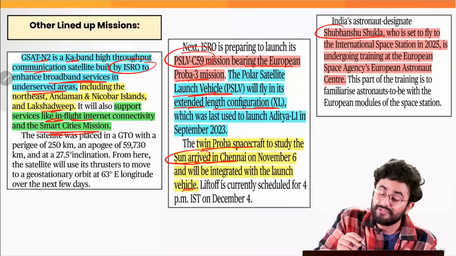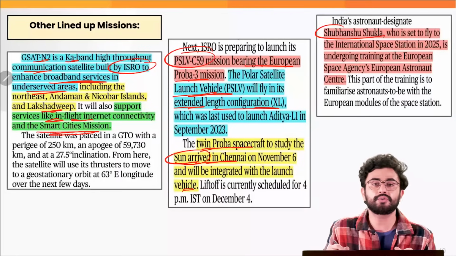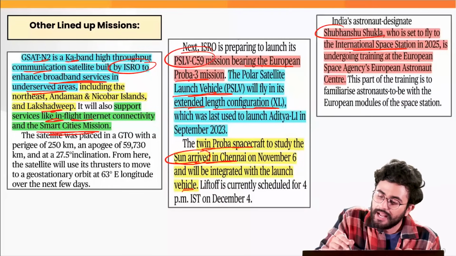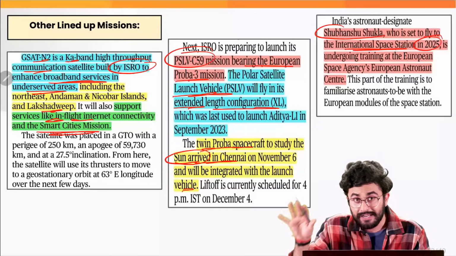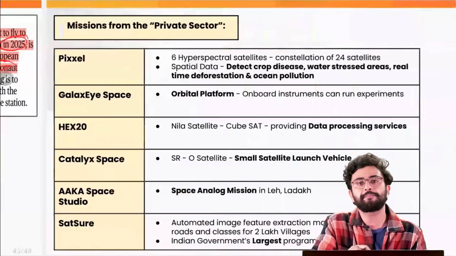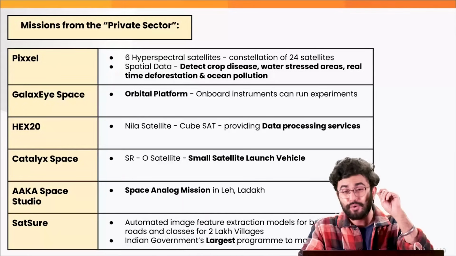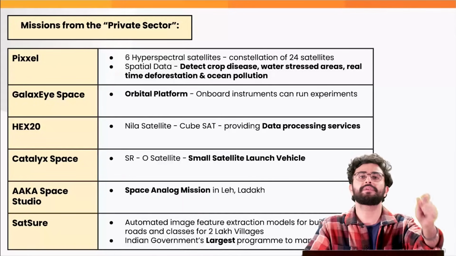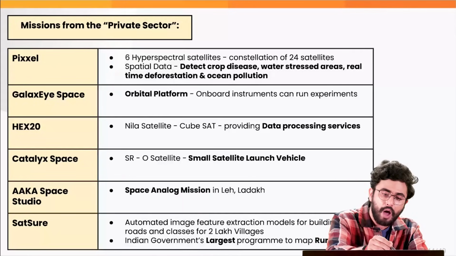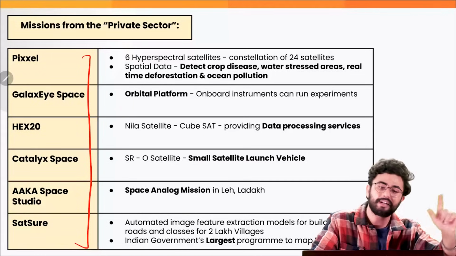Then there is also the training which our Indian astronauts are undergoing. For example, Shubhanshu Shukla, who is set to fly to the International Space Station in 2025, is currently training at the European Space Agency's European Astronaut Center. Besides this, the article today highlights the various kinds of innovative satellites or missions which are to be launched by our private firms, thus putting impetus on the private sector in space.